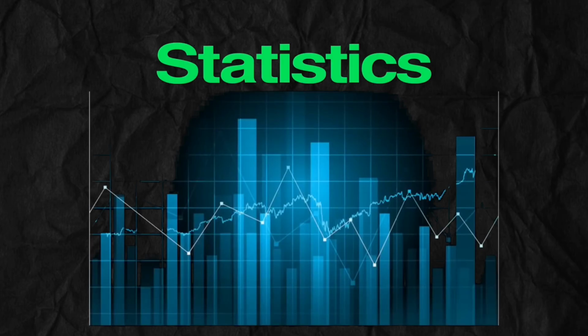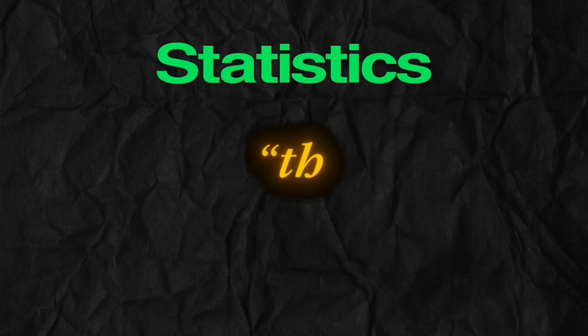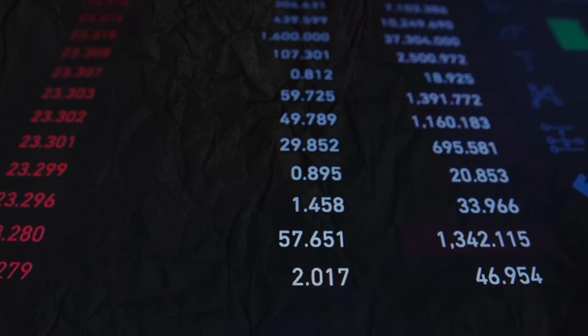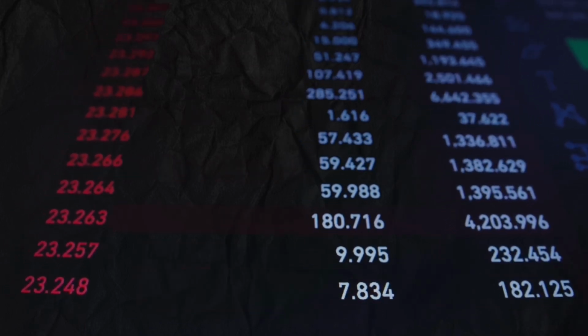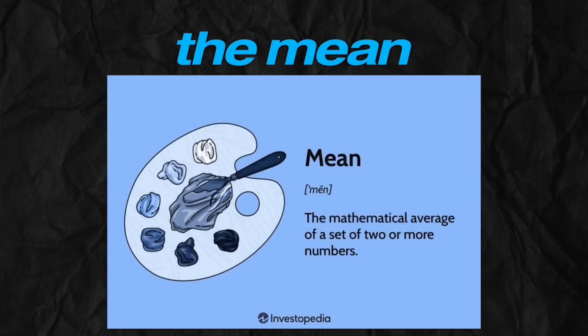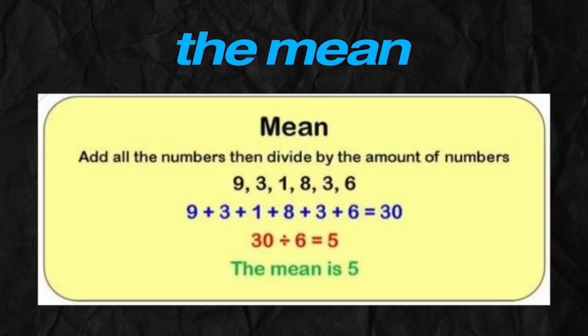Now we move to statistics. Statistics is the math of data. When you have a large number of measurements or observations and you need to make sense of them, you use statistics. The mean is the average. Add all values, divide by the count.